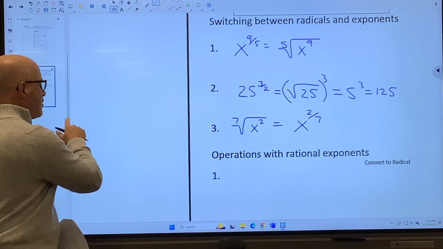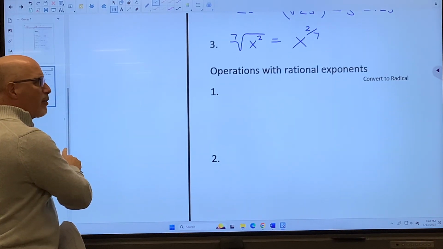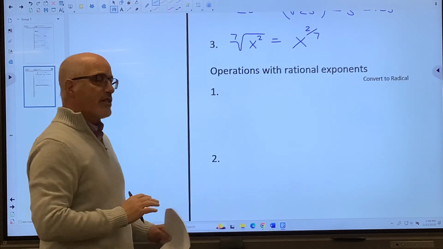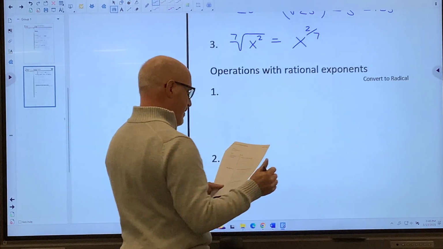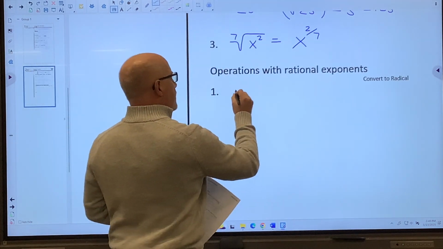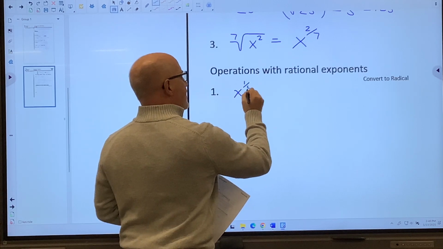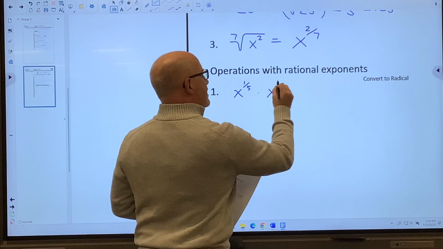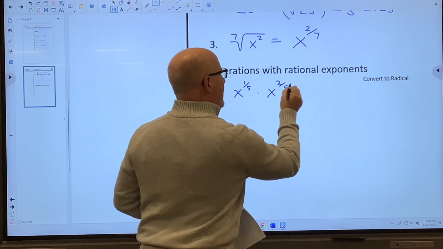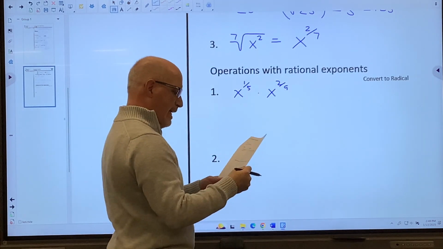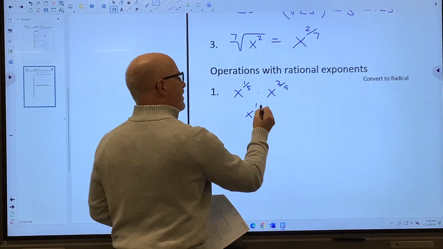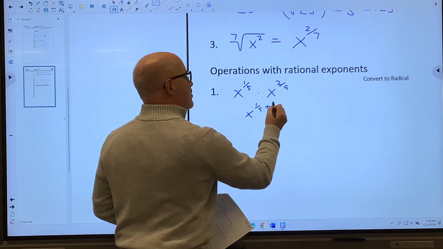All right, now let's just review some operations also, some of our rules for exponents with operations, as well as how to simplify that. So let's start off with, for instance, x to the 1/5, and let's multiply that by x to the 2/9. Now let's go ahead and simplify this. When you're multiplying, you add exponents. So this is going to be x to the 1/5 plus 2/9.